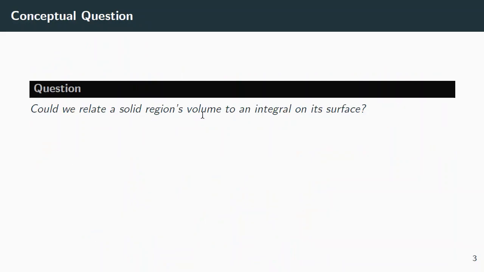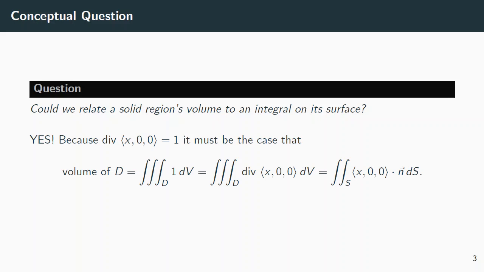Could you relate a solid region's volume to an integral on its surface? Well, we've done this before with Green's theorem using area and the line integral. We're doing the same thing. Take, for example, the vector field x, 0, 0. If you took the divergence of that vector field, you'd get the x derivative of x is 1, and then the y derivative of 0 is 0, and the z derivative of 0 is 0, so that's just 1.